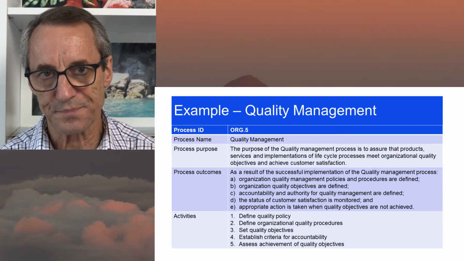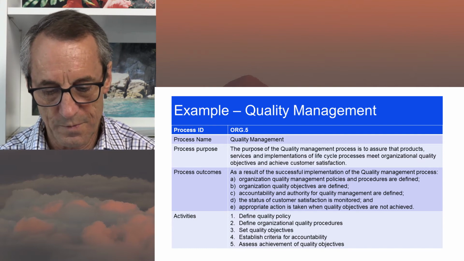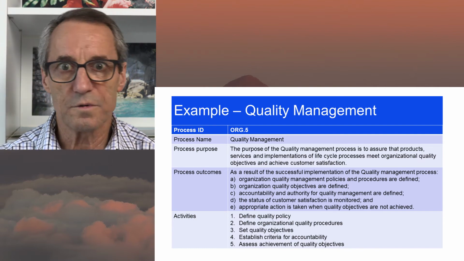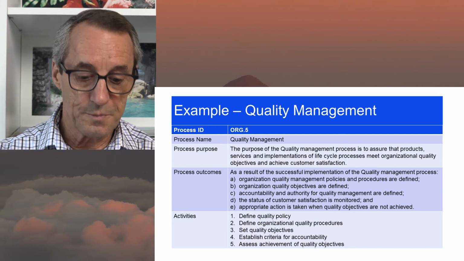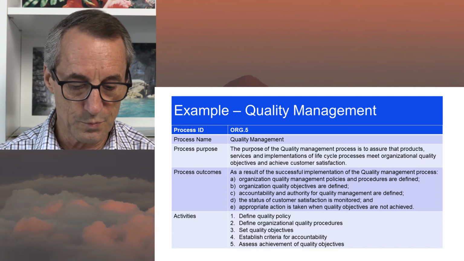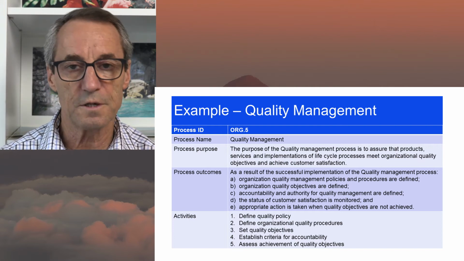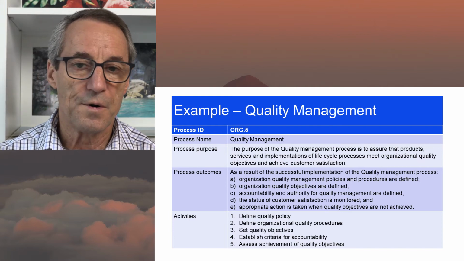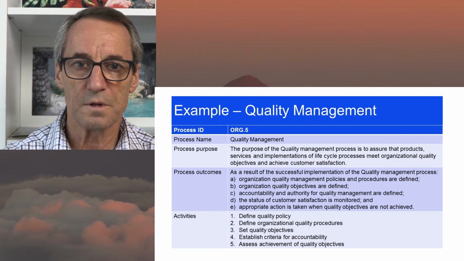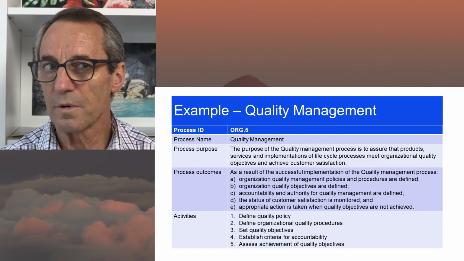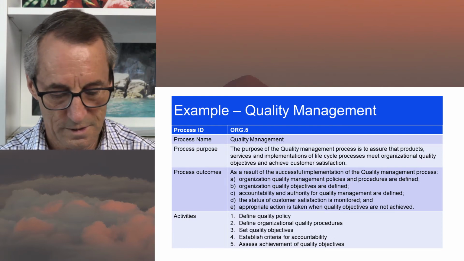An example of a process is the quality management process itself. And this is taken from ISO 15288 or 12207, they're both pretty much the same. And the process is the quality management process. The purpose of this is to assure that products, services, and implementations of lifecycle processes meet organizational quality objectives and achieve customer satisfaction. Well, so far as customer satisfaction is concerned, if you're doing some processes that is deep in the heart of the development process, you're probably not very concerned about customer satisfaction directly. Indirectly, yes, but not directly.